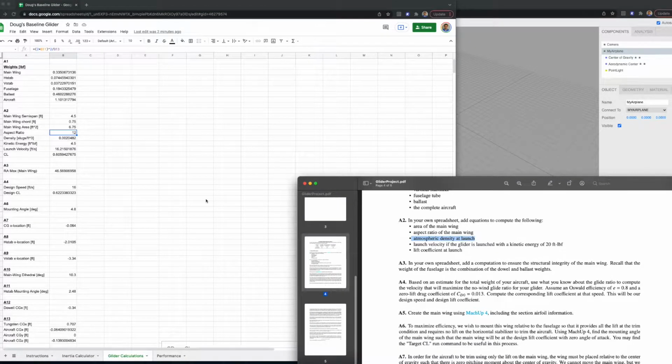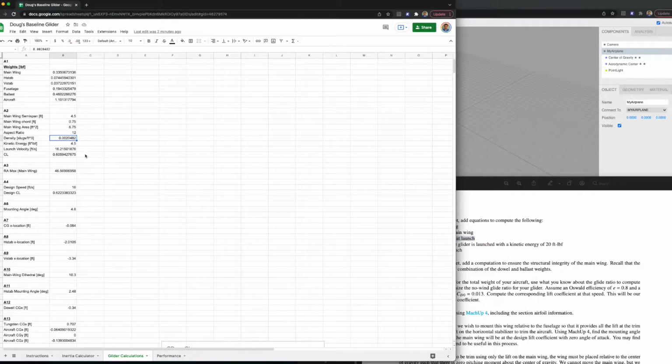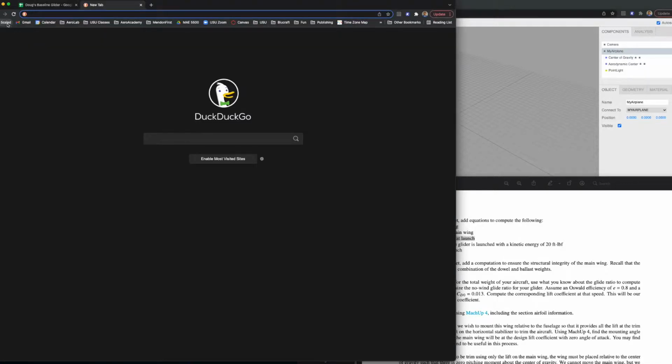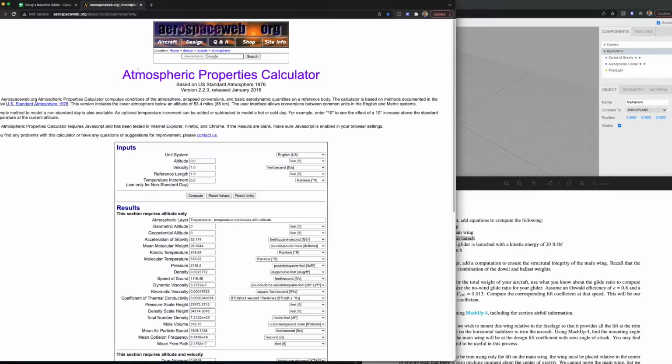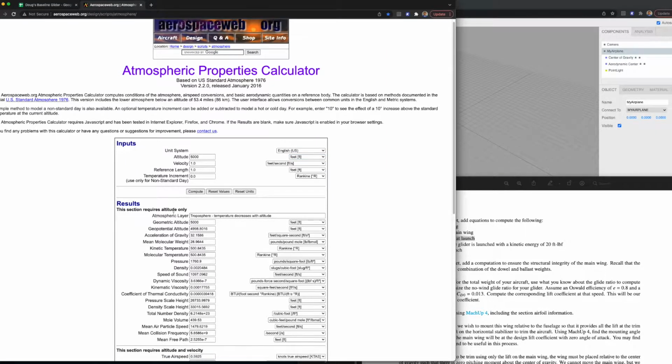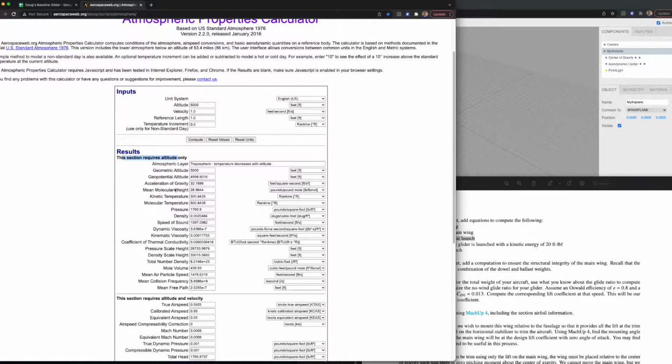Atmospheric density at launch. Okay, so this density, I actually looked this up in a book, so that's where I found it. But there's also this pretty slick calculator out here called the Atmospheric Properties Calculator. So we're saying that we're at an altitude of 5,000 feet. Let's see, we can choose our units over here. So we're going to leave that in feet. And then our velocity and reference length, those don't really matter right now. So these results require only the altitude. And the density here, you can see, is 0.020484. That's in slugs per cubic foot.